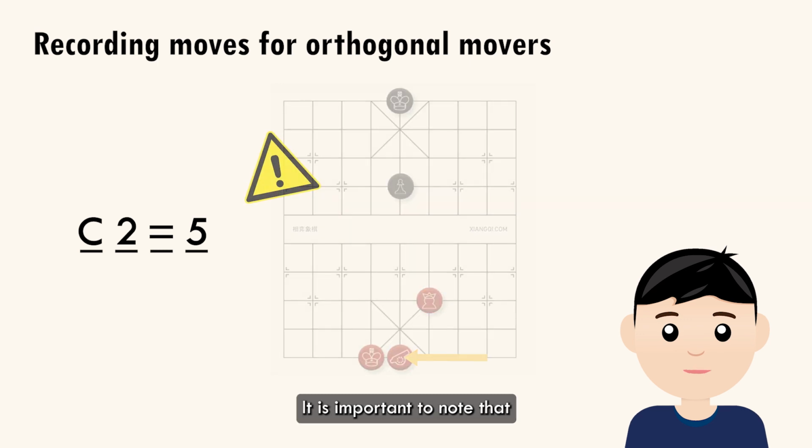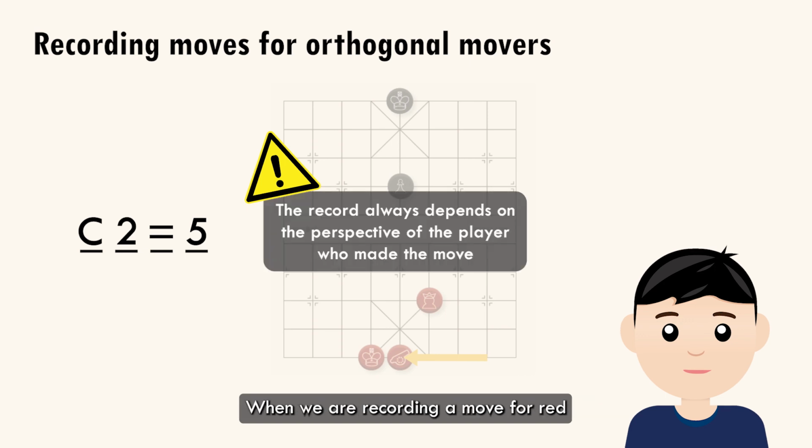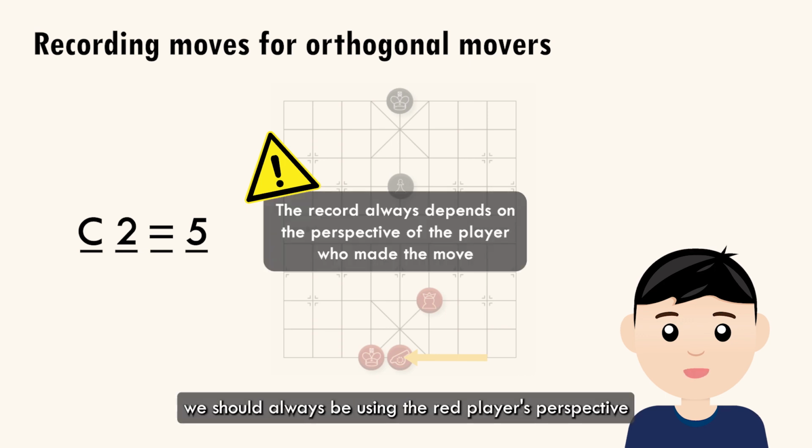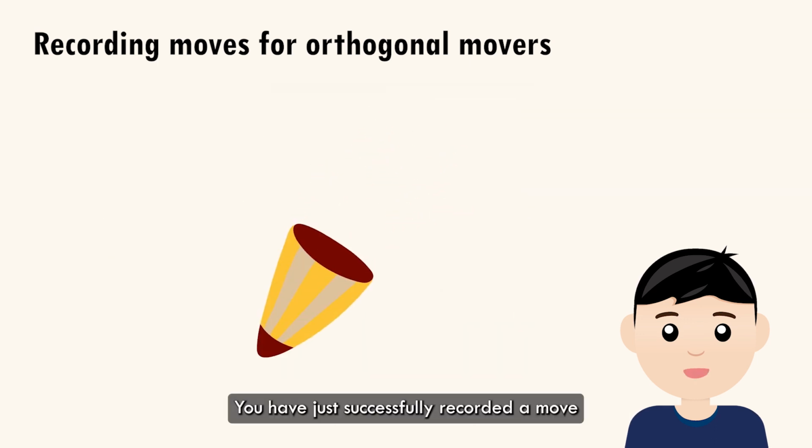It is important to note that no matter whether you are playing as red or black, the record of this move will always be C2 equals 5. When we are recording a move for red, we should always be using the red player's perspective and vice versa. Congratulations! You have just successfully recorded a move.